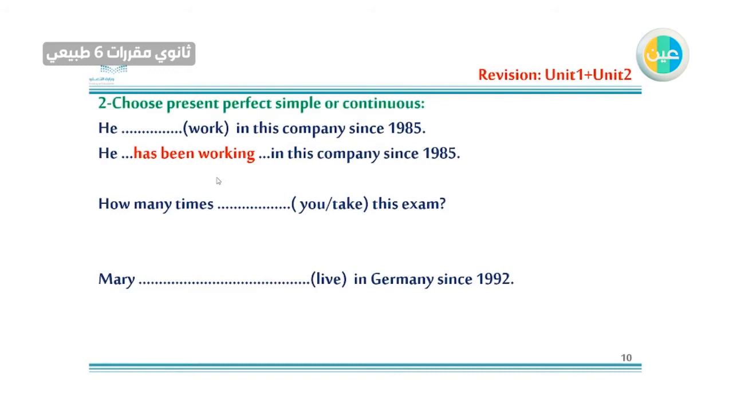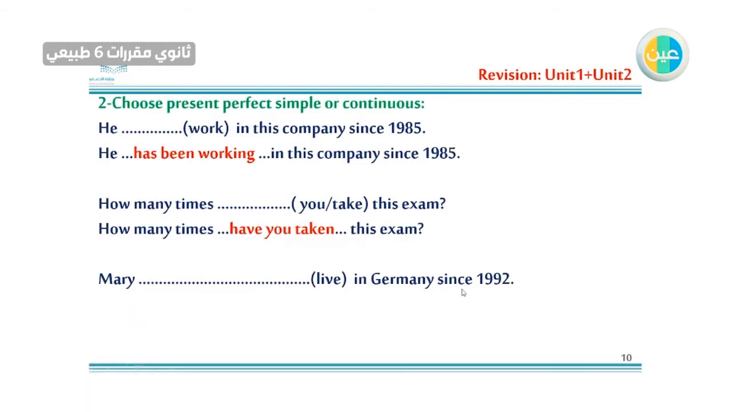How many times you take this exam? Okay, here the question is how many. Are we asking about quantity or duration? How many? 1, 2, 3, 4. Result. We are repeating something. Okay, so how many times means we are talking about present perfect, not continuous. Excellent. How many times have you taken this exam?